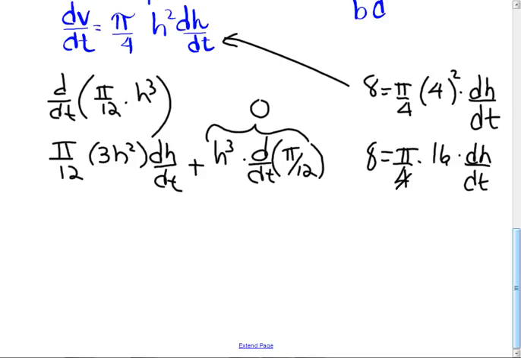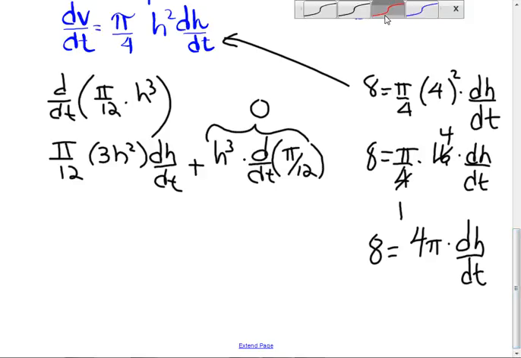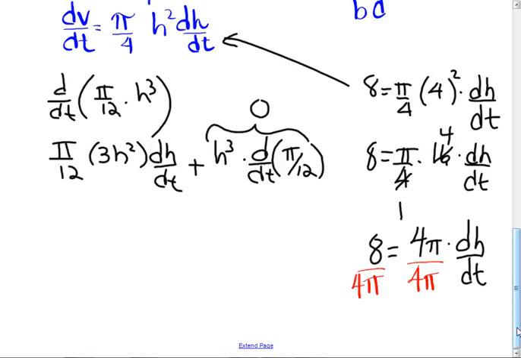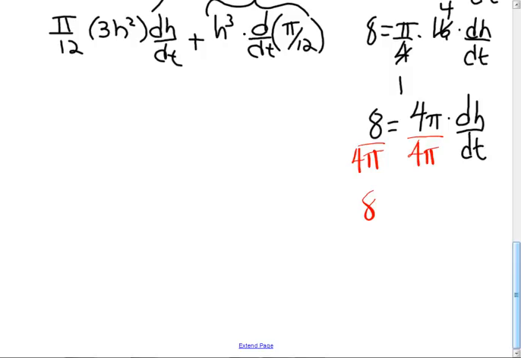Okay, 4 goes into 4 once. 4 goes into 16 how many times? 4. You guys, this is just arithmetic. Now, how do you solve for dh/dt? Divide by 4 pi. Do you have to reduce this? Well, if it's multiple choice, you might have to. If it's free response, that answer is good. What is 8 divided by 4 pi? This goes in once, goes in twice, 4. 2 over pi.